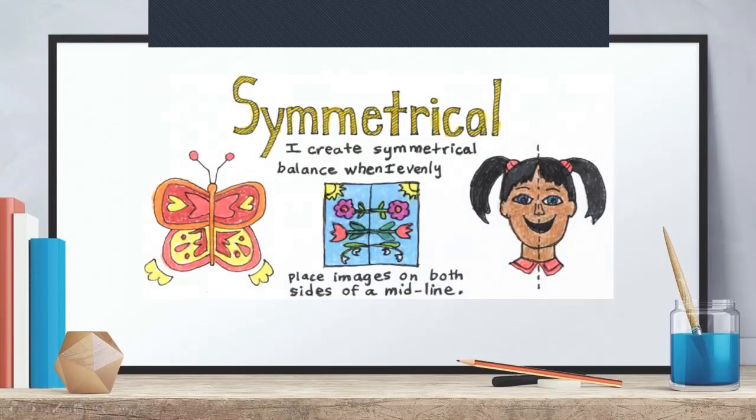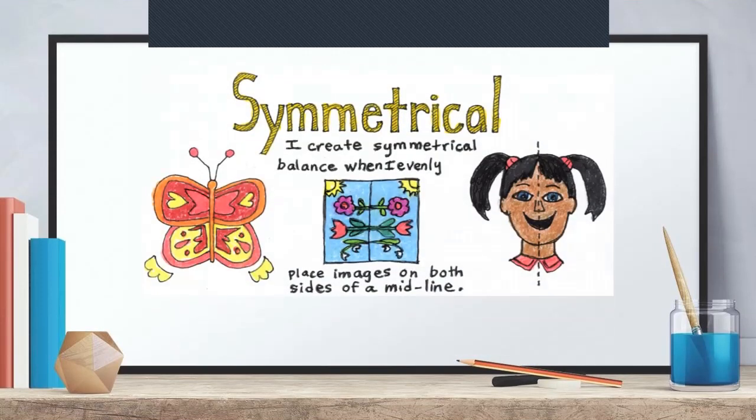Now moving on, we are talking about one type of balance. This is what we call symmetrical. I create a symmetrical balance when I evenly place images on both sides of a midline. So let's start with this. This is our midline, and I have drawings here, left and right, and they are the same. Again, the images on both sides, left and right, are the same. So that is an example of symmetry or symmetrical balance.